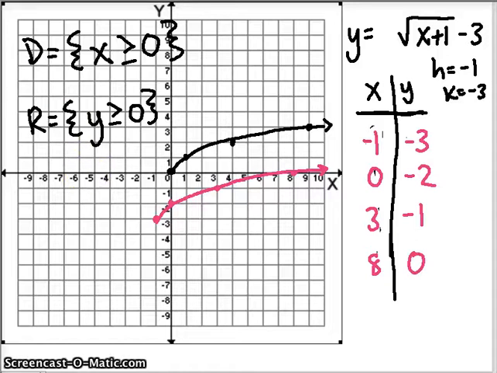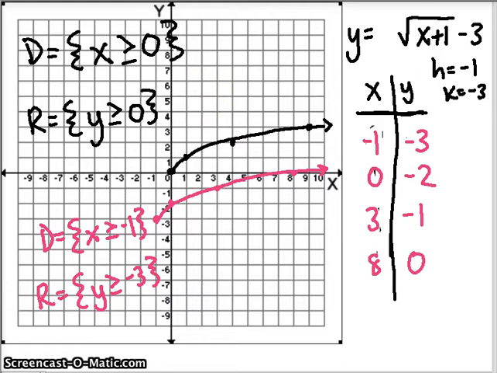Now the possible ranges and domains of this graph would be: x could be negative 1 and anything greater or equal to that. And the range would be any possible outputs starting at negative 3 and increasing more positive from there. So anything greater than or equal to -3.